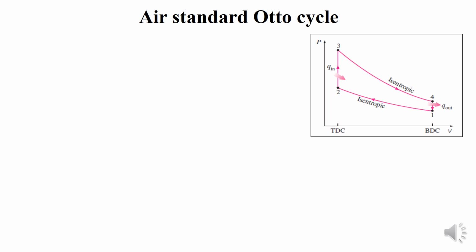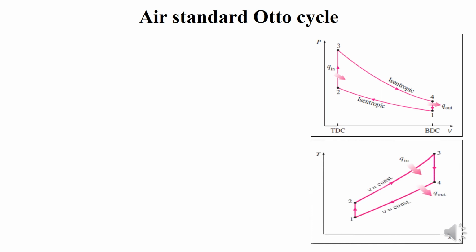Otto cycle is nothing but your petrol cycle in IC engine. So similar to that, whereas in petrol we are using petrol as a fuel, but here it is an extended Otto cycle. So we are considering air as a working fluid over here. In this cycle, 1 to 2 represents the PV diagram and TS diagram. 1 to 2 represents isentropic compression process.